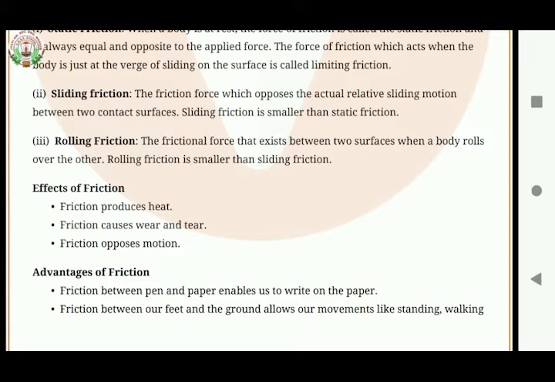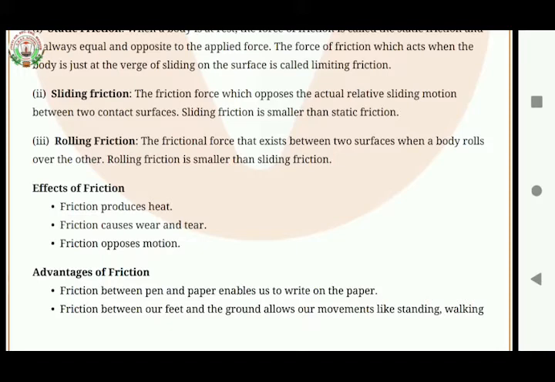Third type of friction is rolling friction. It is the frictional force that exists between two surfaces when a body rolls over the other. Rolling friction is smaller than sliding friction.